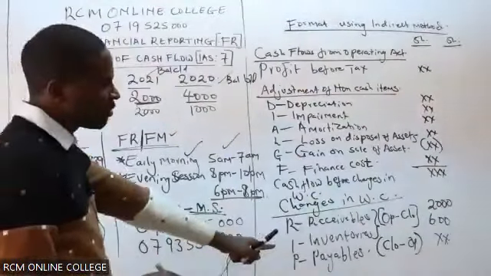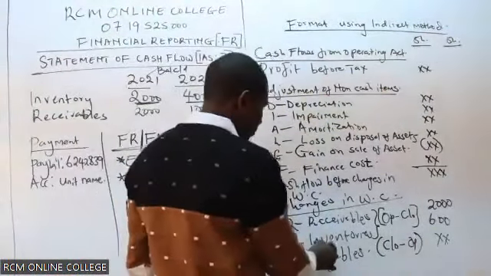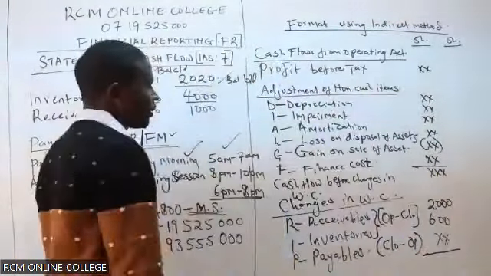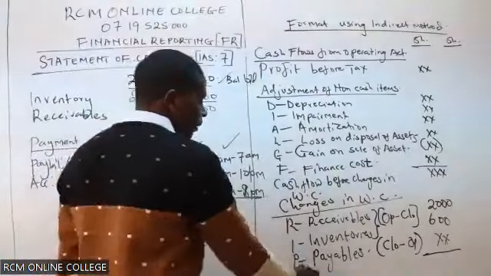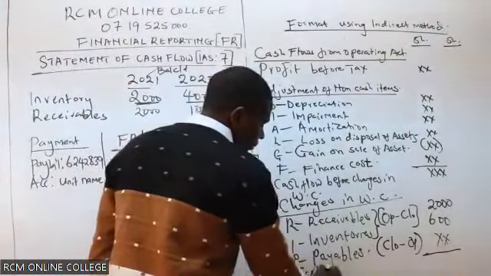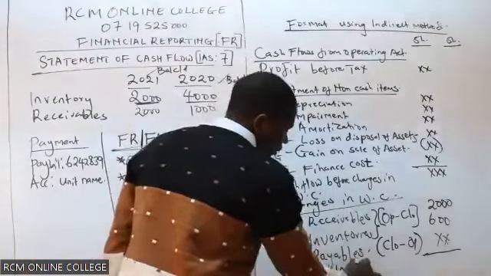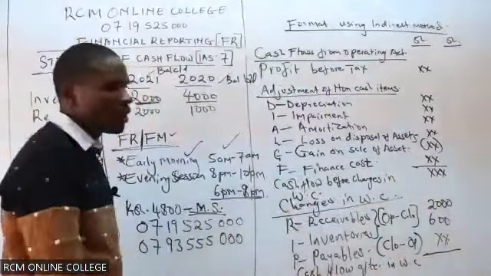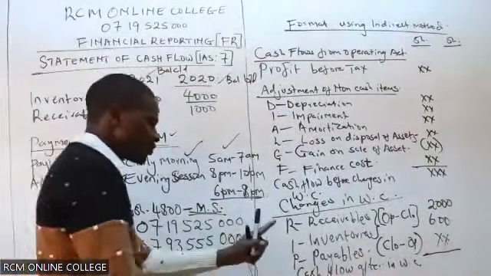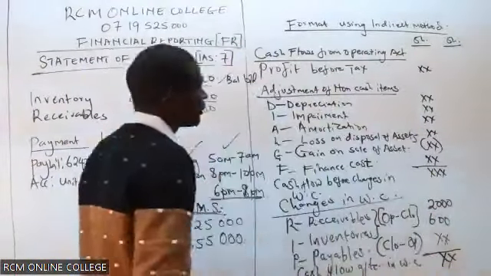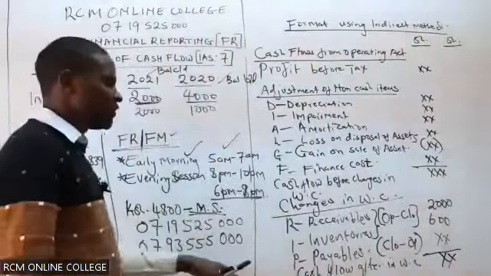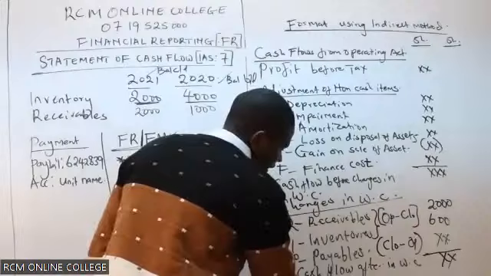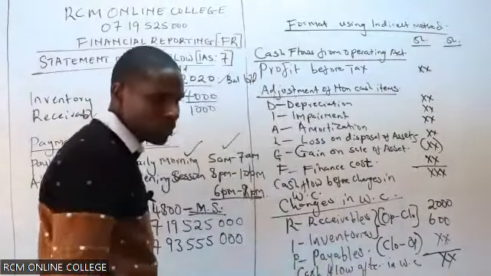Class, let's finish up here. Acha tumalize hapa. Now, after that, you can come here and get cash flow after changes in working capital. Once you get that, we are almost done with the cash flow from operating activities. You less tax paid.